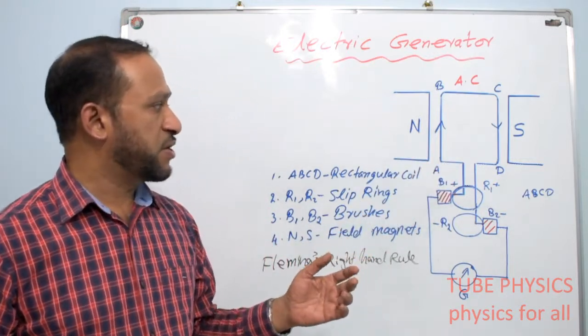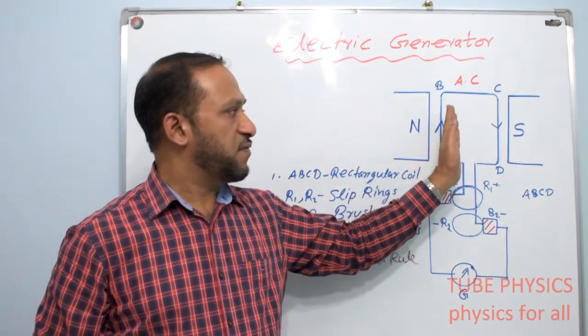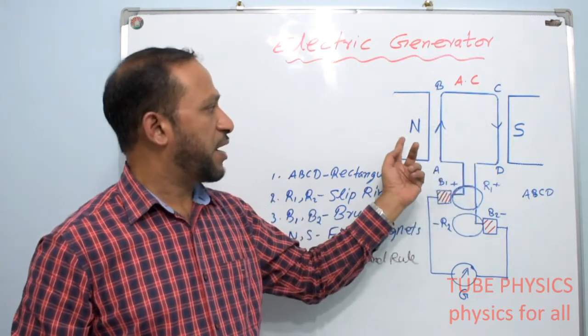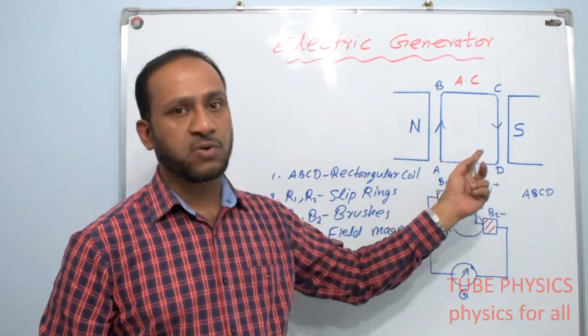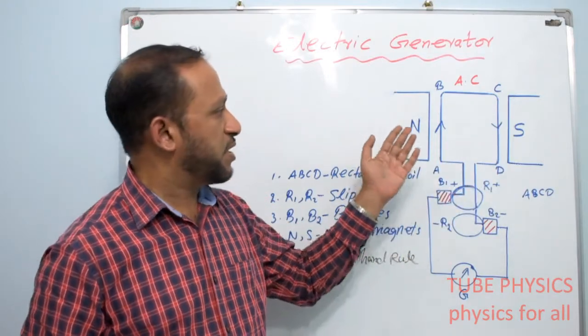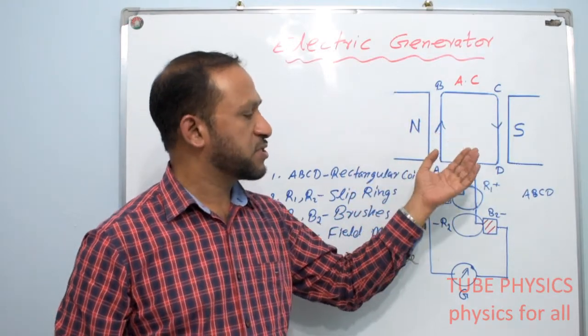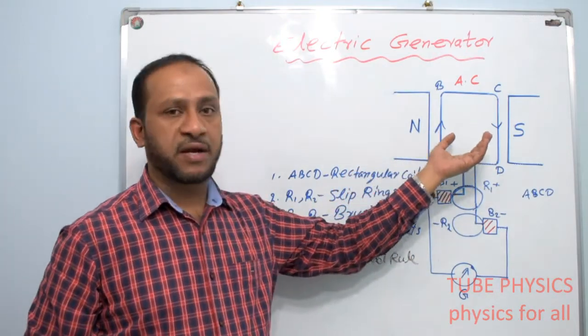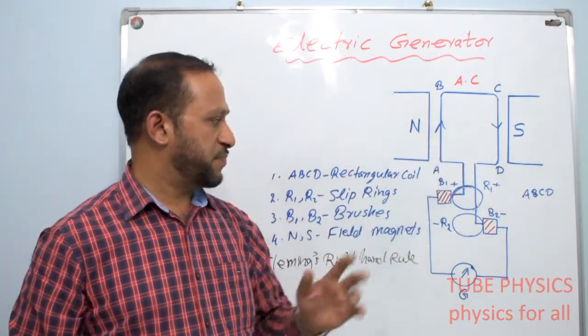And also in a power generator, the armature will not be rotating. The armature will be the stator, and the magnet will be rotating around the armature. So if either armature or magnet rotates, it will produce a change in magnetic field, and it can produce a current in the coil ABCD.